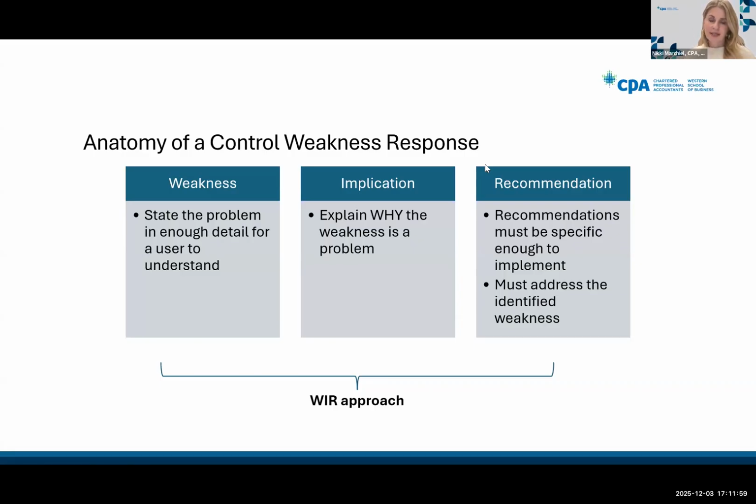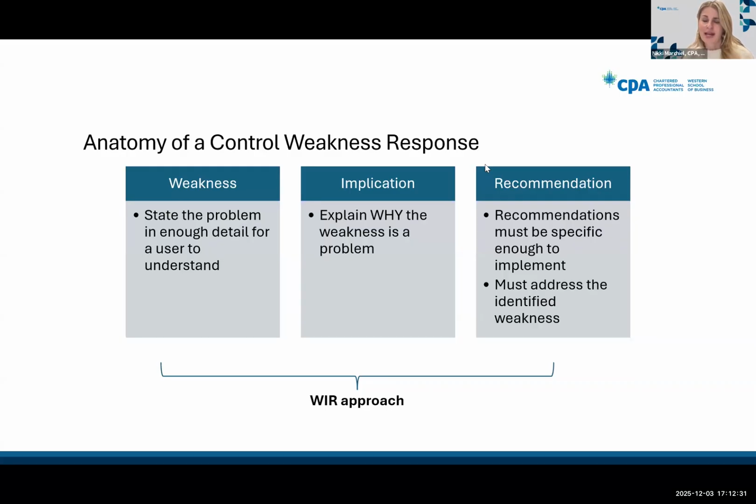So, the key thing to remember with WIR, I think of it as it has to be this integrated package. You have to have all three components in order to get competent. And we'll see that when we look at the feedback guide in more detail. So, to break it down, for the weakness part, you need to state the problem. It should be a recitation of case facts or in enough detail that your user knows what the problem is.